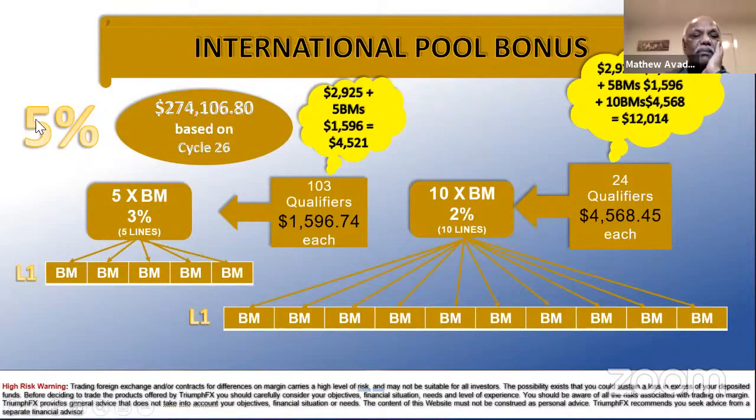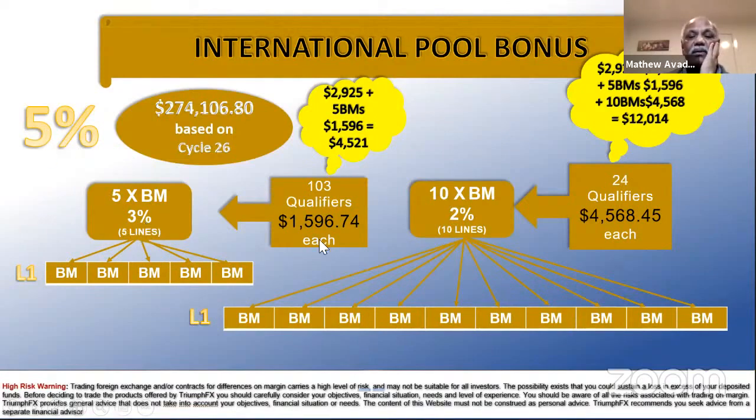What they do is split this 5%. If you have five BMs, then you get 3% of these 5%. So let's say you have 5 BMs under you. There are 103 qualifiers, so they divide the 3% amount by the number of qualifiers in the whole fund. At last cycle 26, there were 103 QIBs who had a minimum of 5 BMs under them. When you divide that pool, it came to $1,596 each from the 3%.